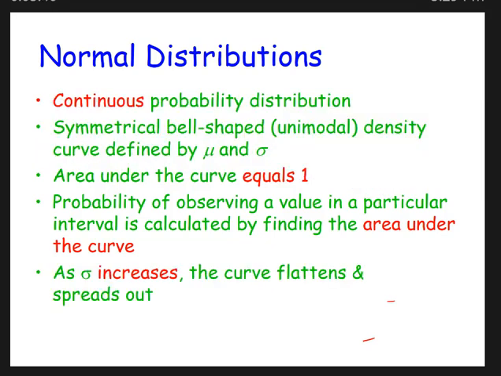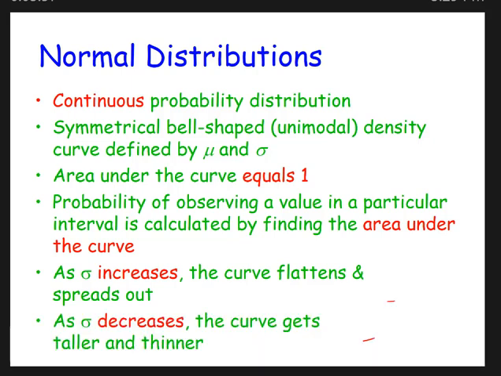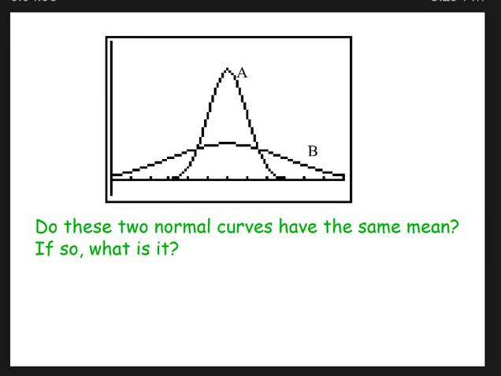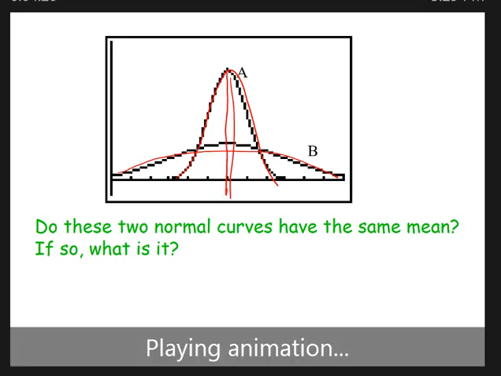So as the standard deviation increases or decreases, the curve changes shape. So there's a curve with a medium-sized standard deviation. If it gets to be a larger standard deviation, that curve gets flatter and wider. If the standard deviation decreases, it gets narrower and taller. So again, the wider curve here is a larger standard deviation. Narrower curve has a smaller standard deviation. They do have the same mean. The center is exactly the same.